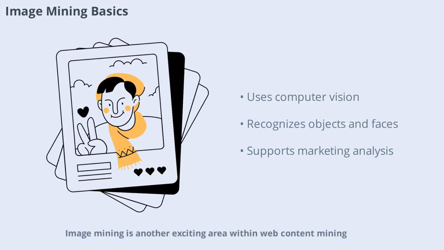Image mining is another exciting area within web content mining. With the explosion of visual content online, extracting insights from images is more important than ever. Image mining uses computer vision and pattern recognition techniques to identify objects, faces, or even emotions in pictures. This technology is widely used in social media monitoring, e-commerce, and digital marketing. For instance, brands can track how their products are being displayed and discussed visually across the web.